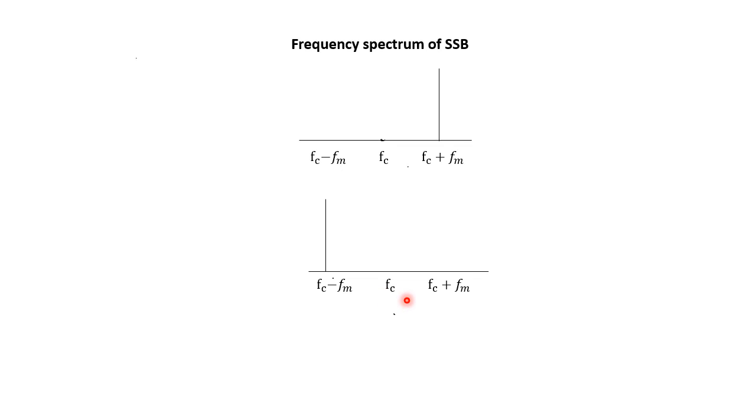These two figures show the frequency spectrum or frequency domain representation of single sideband. If it is the transmission of the upper sideband, then the lower sideband, that is FC minus FM, and FC, the carrier wave, have been suppressed. And if only the lower sideband is transmitted, then the carrier wave and the upper sideband have been removed. So this is the frequency spectrum of single sideband modulation.